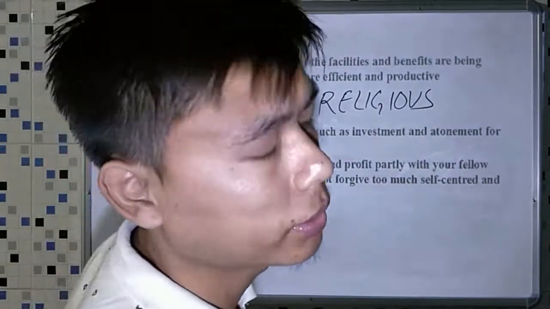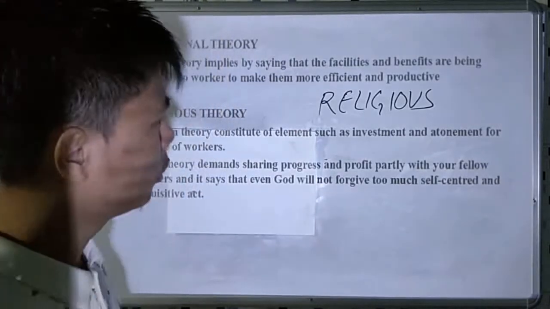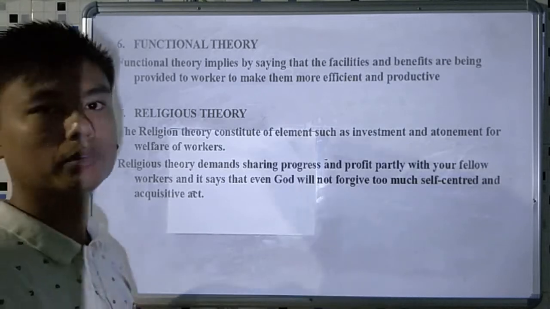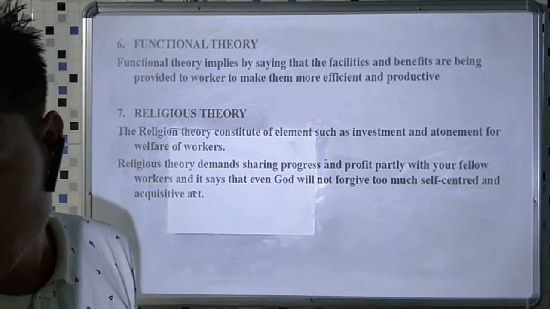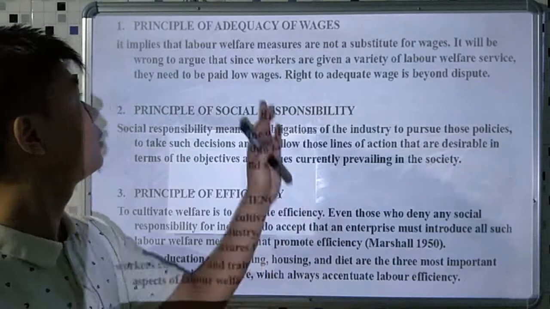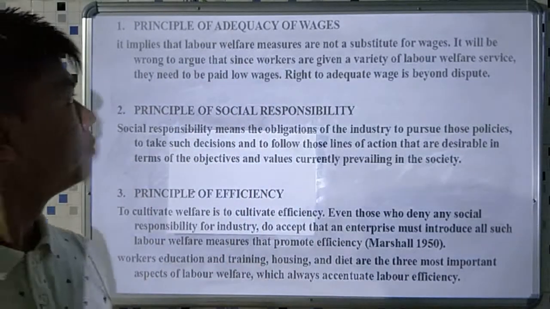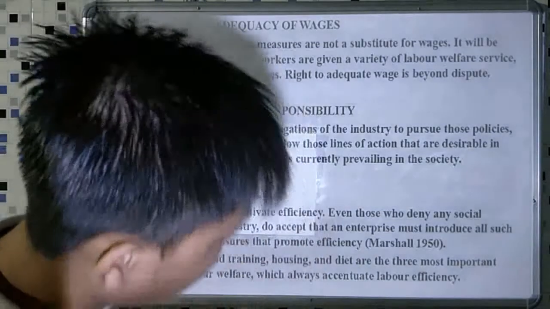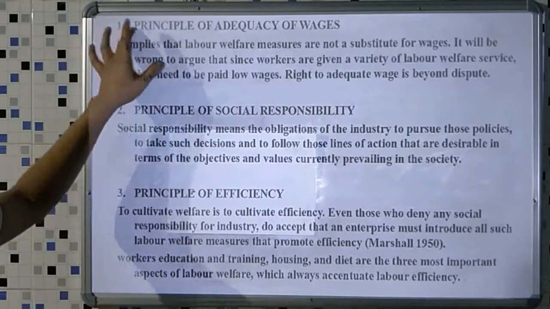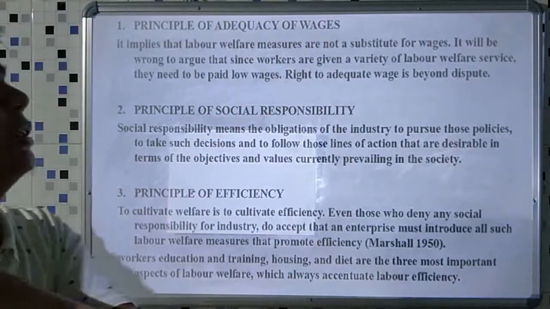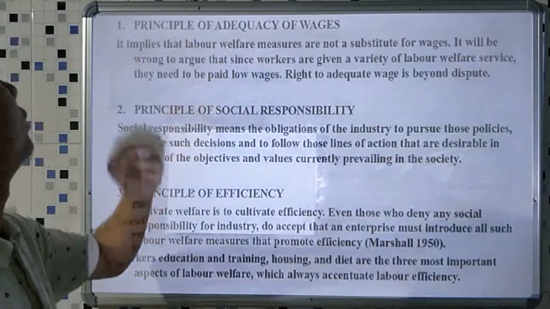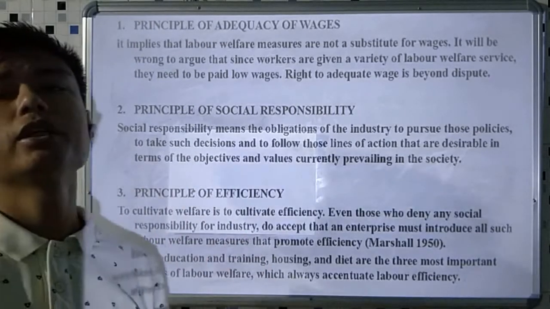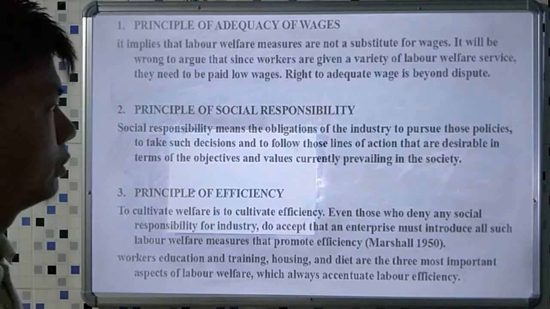Okay, now we are very clear with respect to the theories. There are 7 types of theories, and that is done. Now going to the principles of labor welfare. What are the types of principles? The first is the principle of adequacy of wages. It says that labor welfare cannot be treated as a substitute for wages.